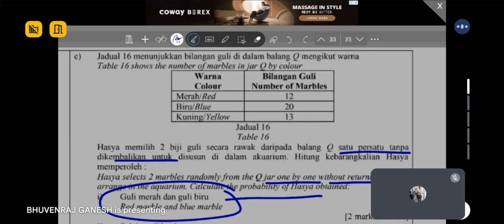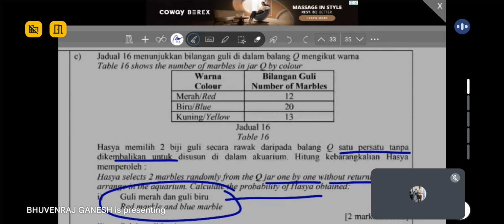So anyone? Apa jawapan dia? What's the final answer? Red marble and also blue marble. Hello guys, come on. What's your final answer? Are you sure? 16/135. Wait, let me check. No? Yes. Okay, the correct answer is 4/33 guys.